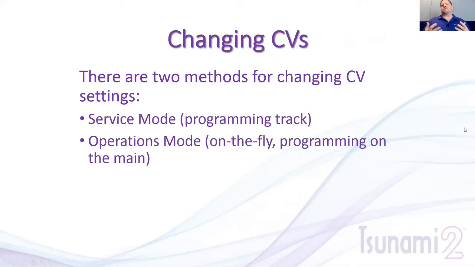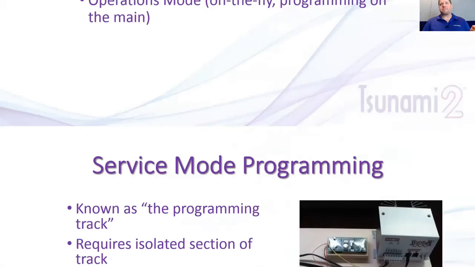So once we change a CV, there's 2 ways of changing a CV or configuration variable. The first of which is called service mode or programming track. The other one is called operations mode, known as programming on the mainline, ops mode programming, programming on the fly, things like that. So let's dive into both of them.